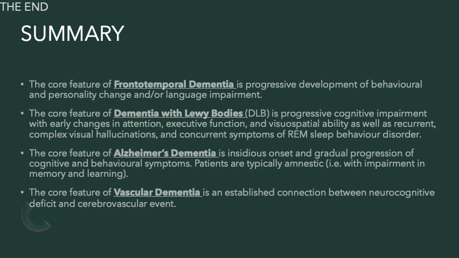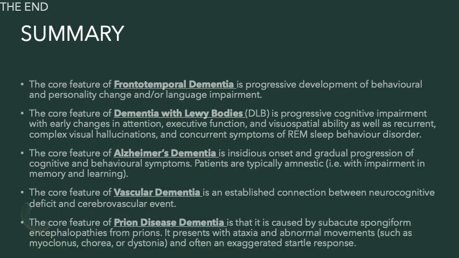Core feature of vascular dementia is an established connection between neurocognitive deficit and a cerebrovascular event. And the core feature of prion disease dementia is that it is caused by subacute spongiform encephalopathies from prions. It presents with ataxia and abnormal movements such as myoclonus, chorea, or dystonia, and often exaggerated startle response. Core feature of traumatic brain injury dementia is an acquired and persistent neurocognitive disorder resulting from TBI.